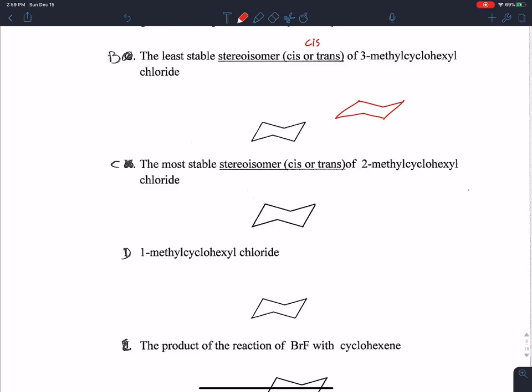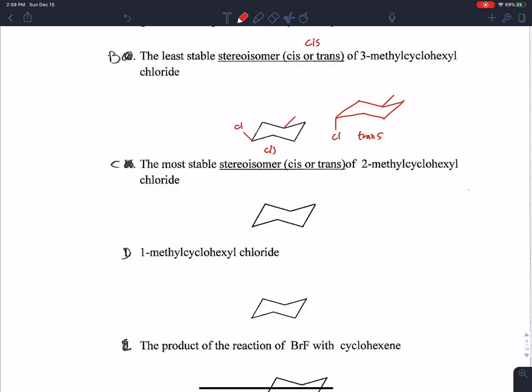Okay, so we have to make the most stable for both of them. So call this cis, call this trans. Okay, so this is 3-methyl cyclohexyl chloride. So the methyl is again the big bad guy. So let's make the most stable. We'll call this 3, we'll call this 3. Here I have to make it cis. The methyl is pointing up on both of my things. So here it would be pointing up chlorine, and here it would be trans where it's pointing down.